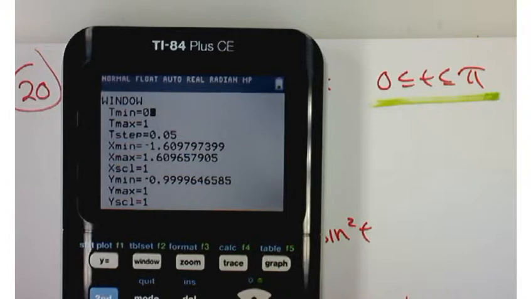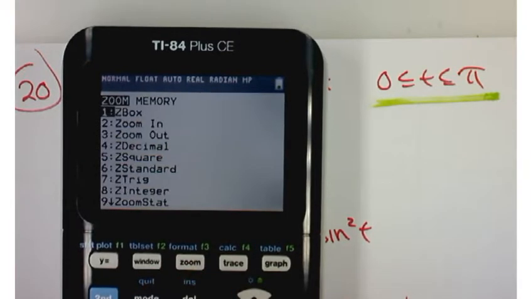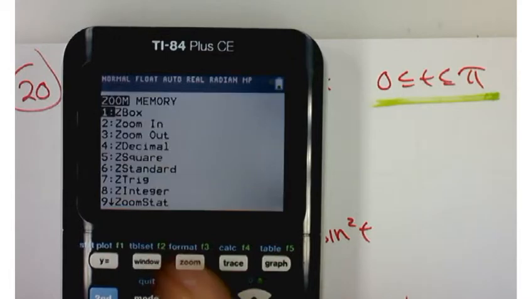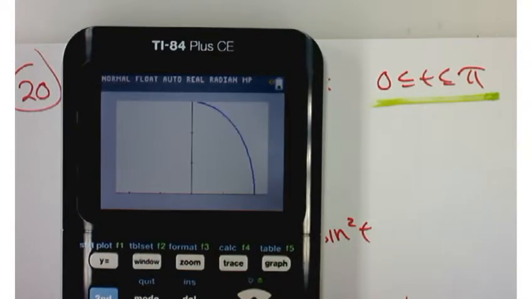How about 0 to pi? There we go. Now we'll try zoom 0. And it's going to give me something that doesn't really look quite right. If you want it to really look a little bit more accurate, you can hit zoom 5 to follow it up. And that looks a little bit better. It's the top half of an ellipse.